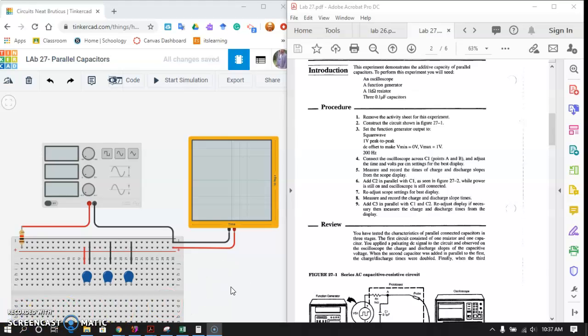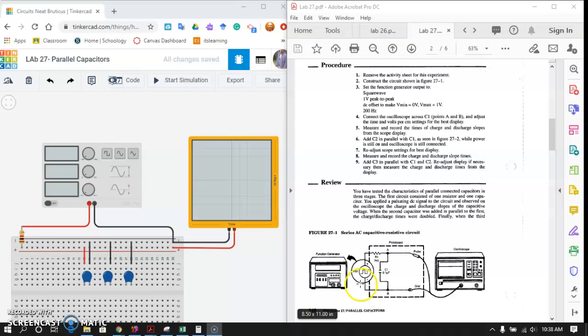Okay, to do this lab, set it up in Tinkercad. You're going to need an oscilloscope, a function generator, a 1K ohm resistor, and three 0.1 microfarad capacitors. So here I have those items pulled out. I've already wired them up. Today I'm using a mini or small breadboard, one, to ease in our wiring as we move through the lab, and two, to also remind you, you should remember how to wire components up on a breadboard itself.